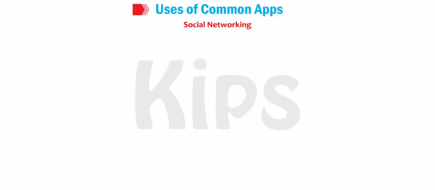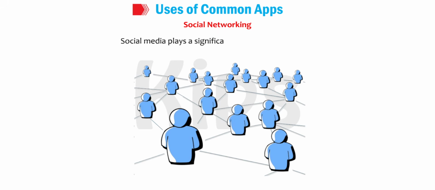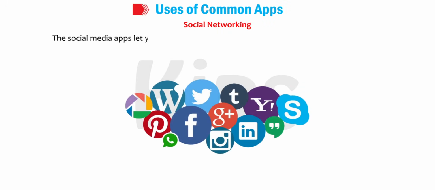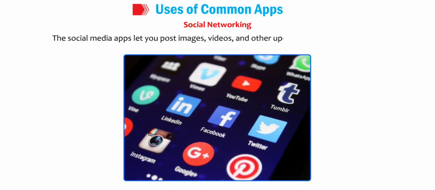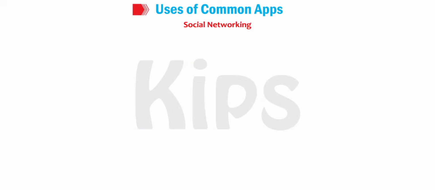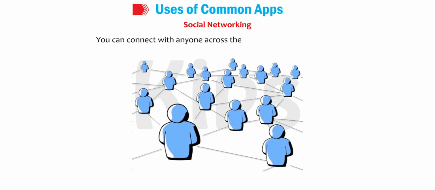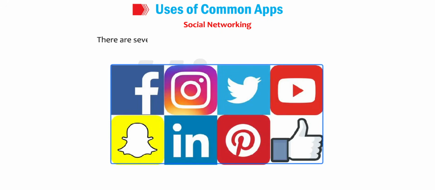Social networking. Social media plays a significant role in communication. The social media apps let you post images, videos and other updates to your profile which can be shared with anyone. You can connect with anyone across the globe easily via such apps. There are several types of social networking apps available today. Some of the most popular ones are as follows.